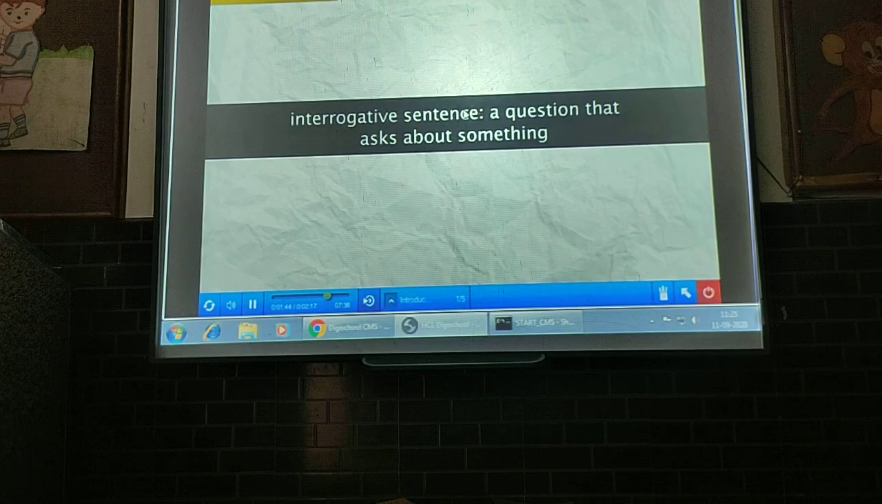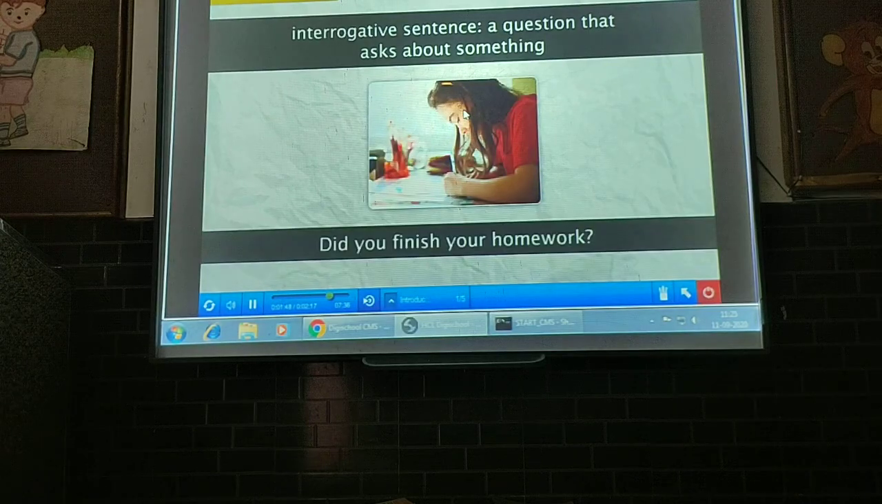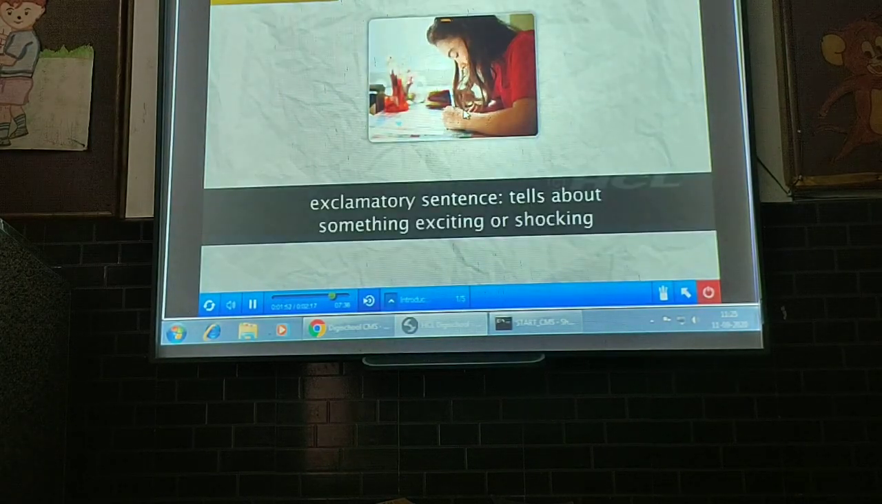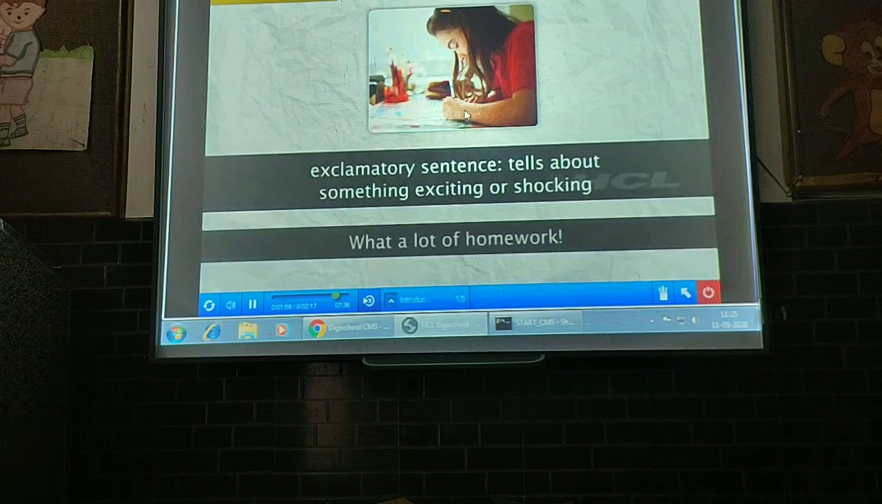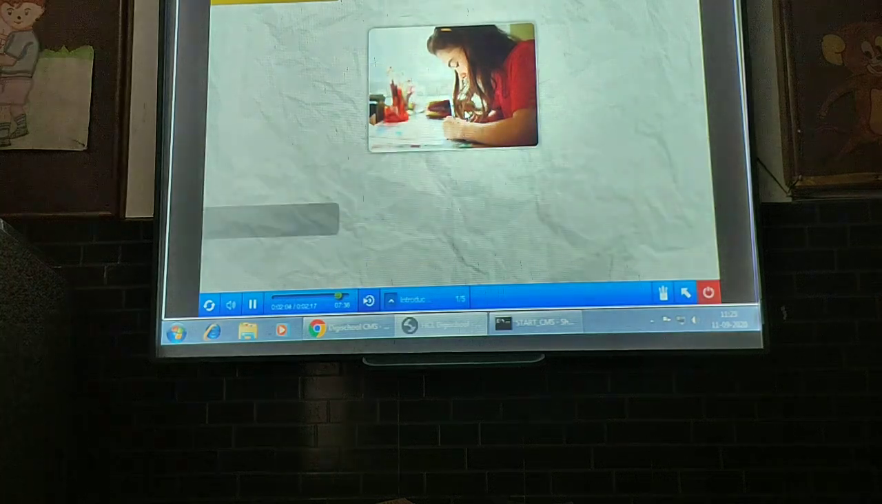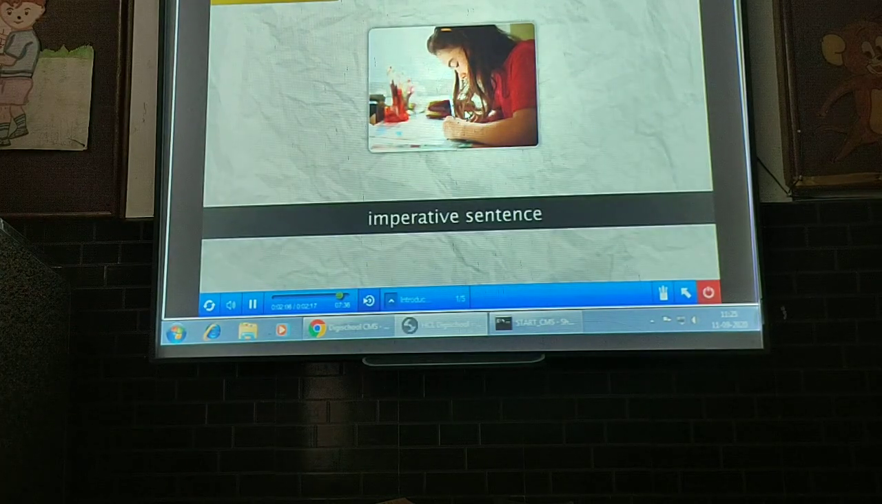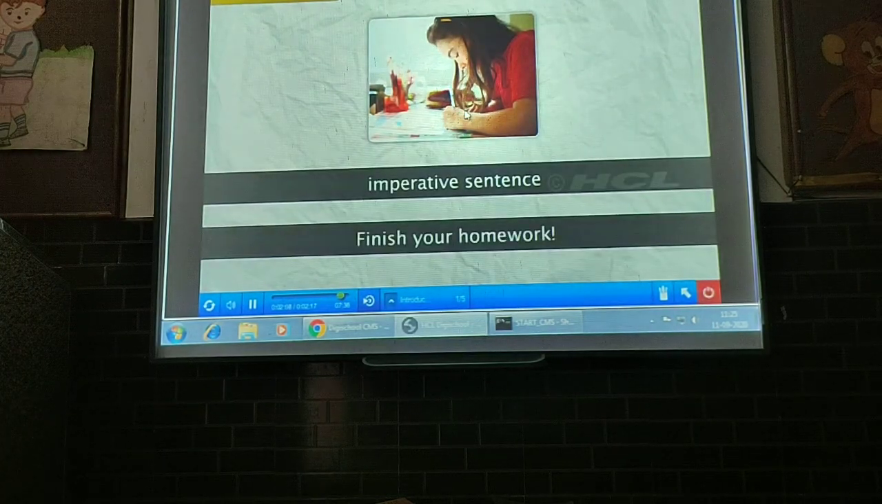An interrogative sentence is a question that asks about something. For example, did you finish your homework? An exclamatory sentence is used to tell something that is exciting or shocking. Here's an example. What a lot of homework! There are also imperative sentences such as finish your homework. Let's understand what imperative sentences are and how they are used.